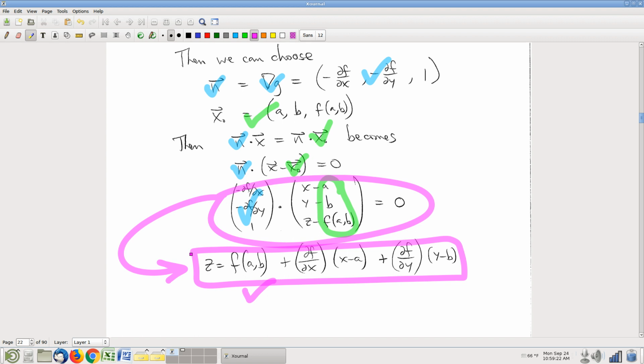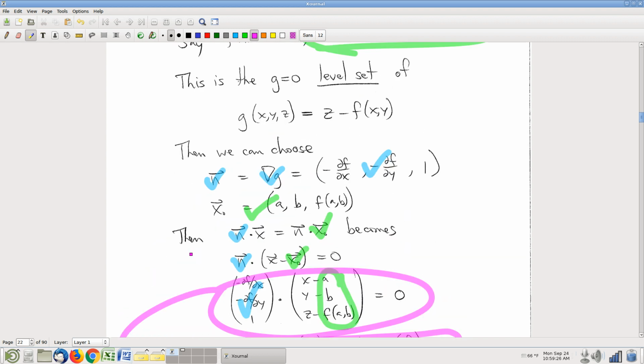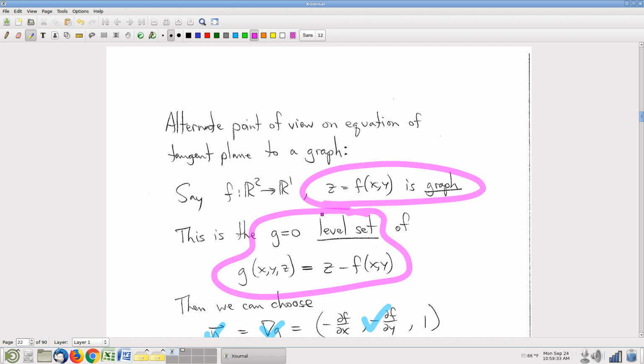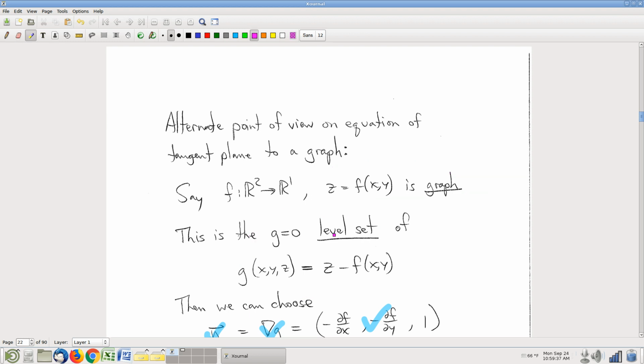Anyway, this is a nice argument to think about. Shows how to take advantage of this property of the gradient. Forces you to recognize, make sure that you can understand how a graph could be reinterpreted as a level set of a different function, right? To nice effect. So, a lot of nice things about that calculation.